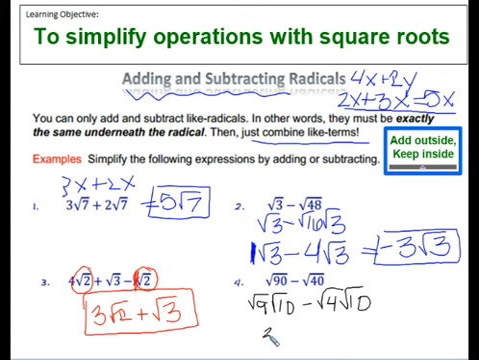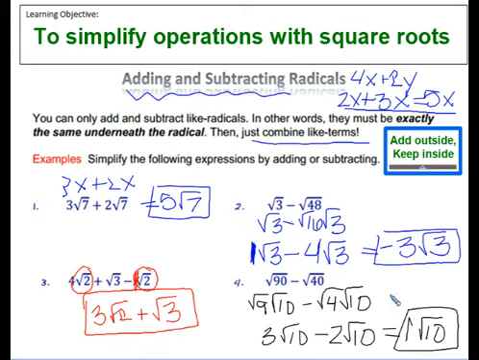Square root of 9 is 3, and then the square root of 4 is 2. So I have like radicals. Square root of 10, same as the square root of 10. So I can, in this case, subtract the outside coefficients. 3 minus 2 gives me 1. And just like up here, I can keep the insides. I can keep the square root of 10. All right, so not so bad.